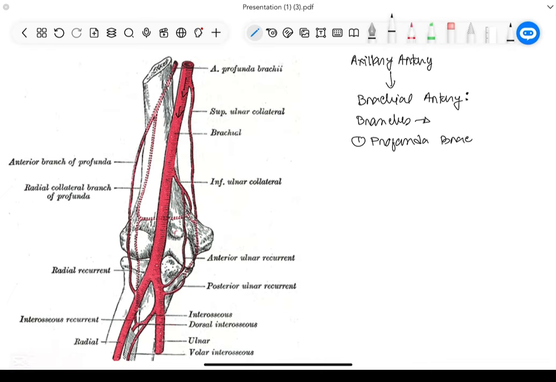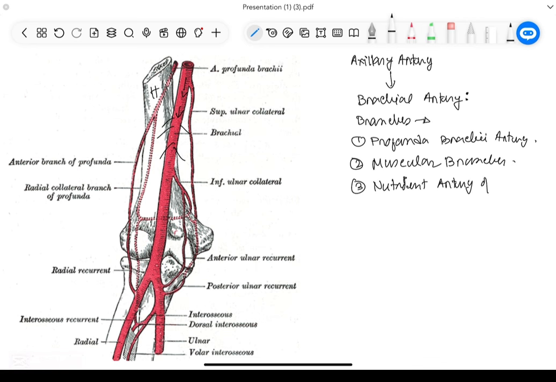profunda brachii artery. Then it gives some branches which come to supply the anterior compartment of muscles. So we say it is called the muscular branch. Then it gives one branch which supplies the humerus. What will be the name of that branch? Nutrient artery of humerus. Then it will give collateral branches. One is the superior ulnar collateral artery and the other is the inferior ulnar collateral artery.